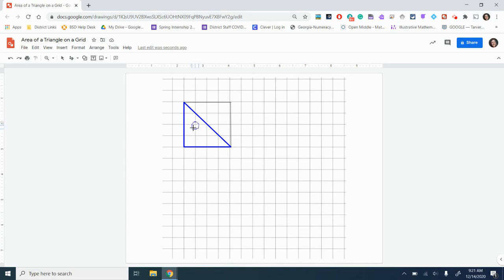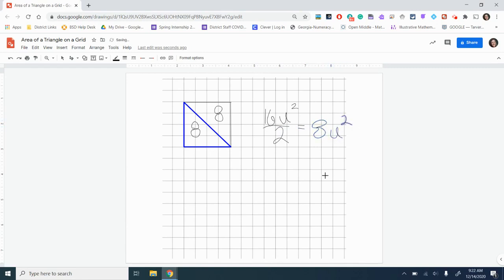And if this triangle has an area of 8, and this triangle has an area of 8, 8 plus 8 is 16. So 16 square units is the area of the entire rectangle. Half of that is the area of our triangle. So the area of our triangle is 8 square units. And that is what we got using the other method, isn't it?